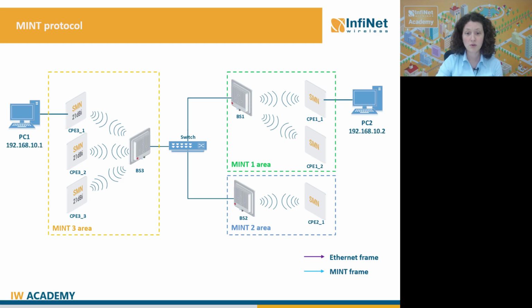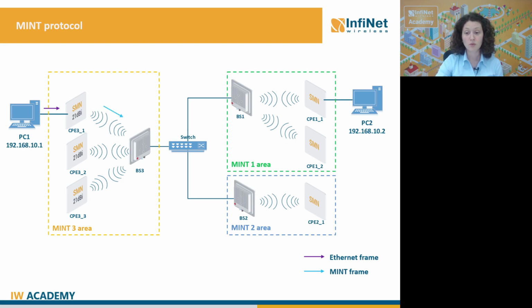I will now show you how the frames are actually exchanged between the 2 PCs that are connected to our units. Assuming that the ARP process already took place and PC1 learned the MAC address of PC2, the first step is for PC1 to send an Ethernet frame for PC2 through its Ethernet interface. The frame reaches CPE3_1, which switches it from Ethernet to RF, entering Mint area 3.